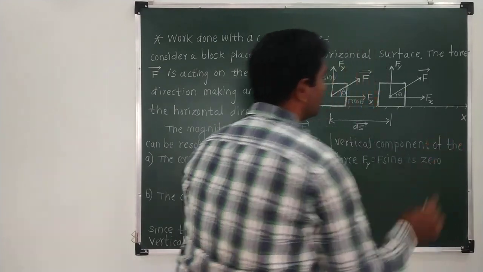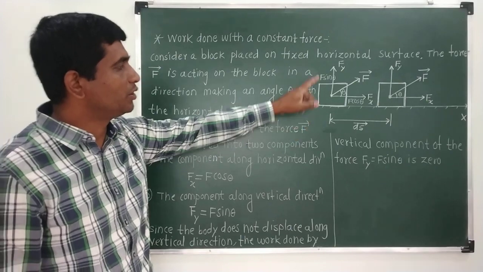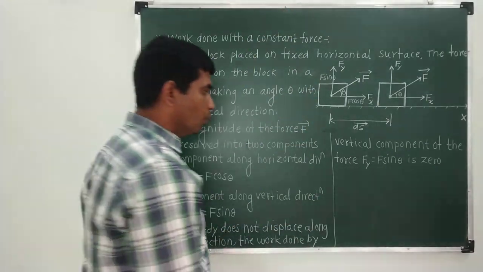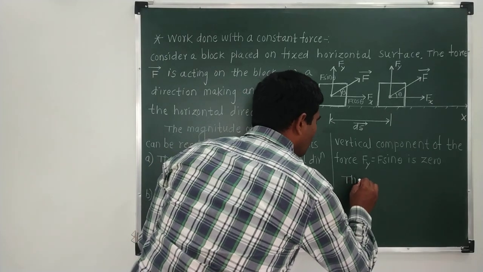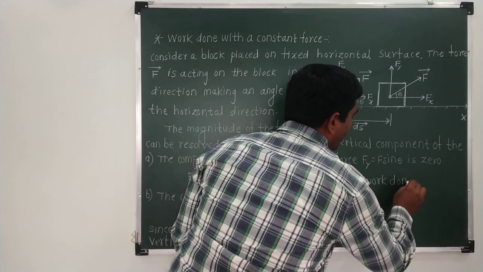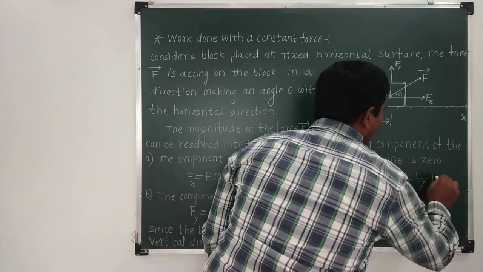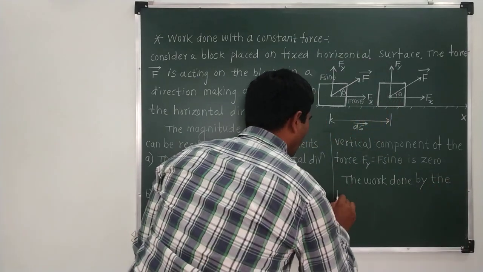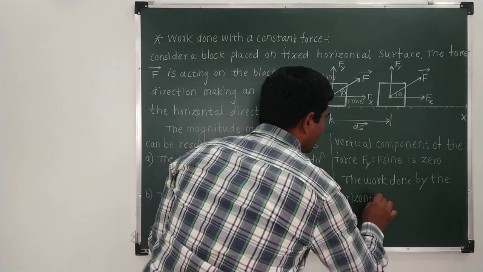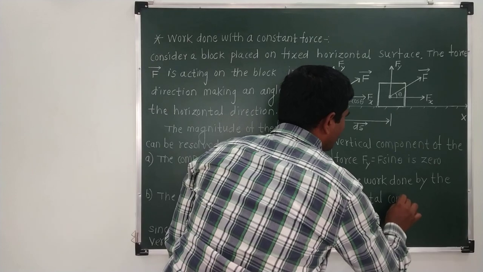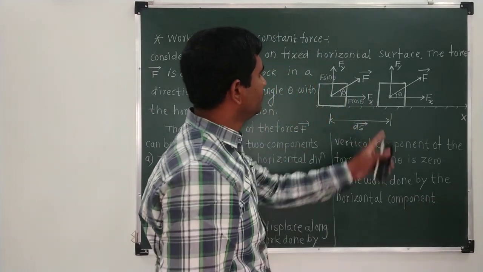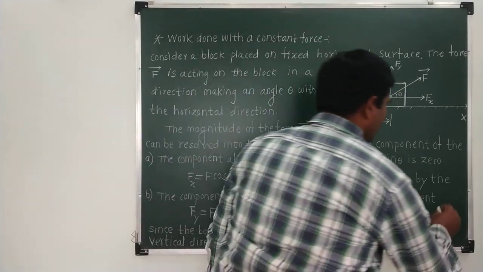So there is no work done from the vertical component because there is no displacement in the vertical direction. Okay, the work done by the horizontal component. What is the horizontal component? Fx is equal to F cos theta.